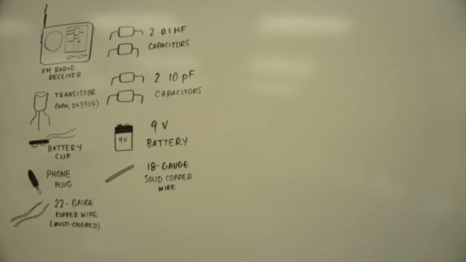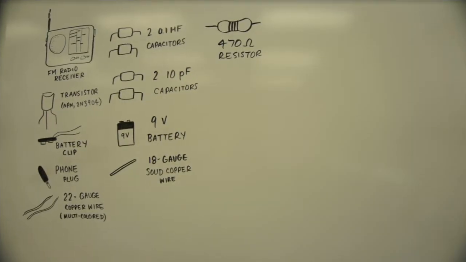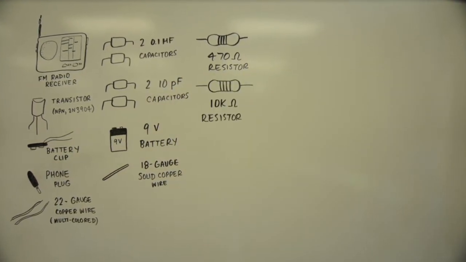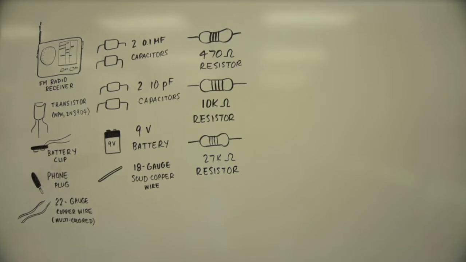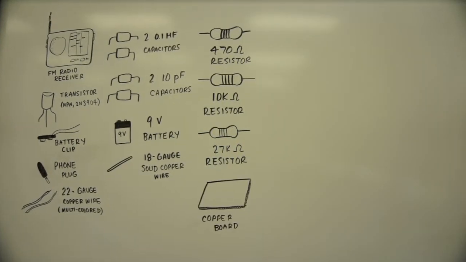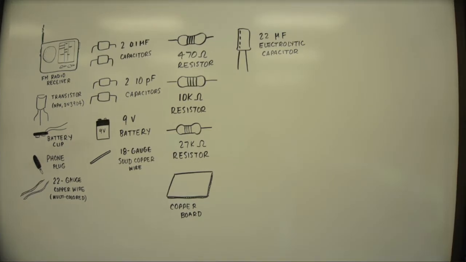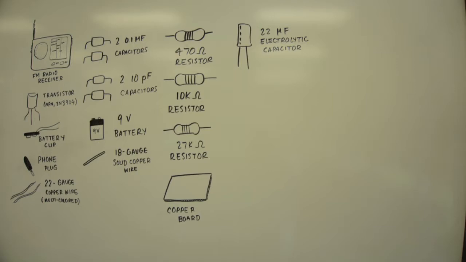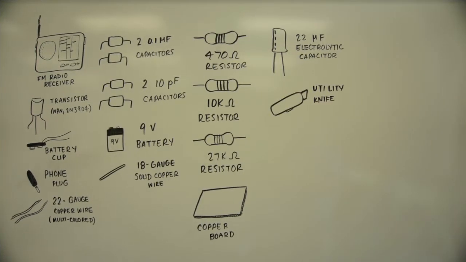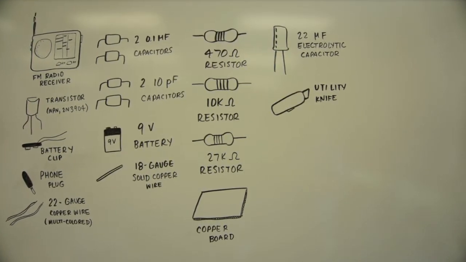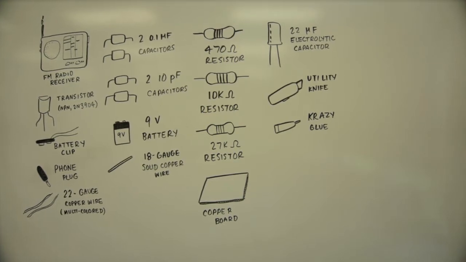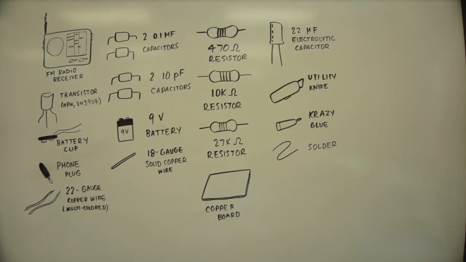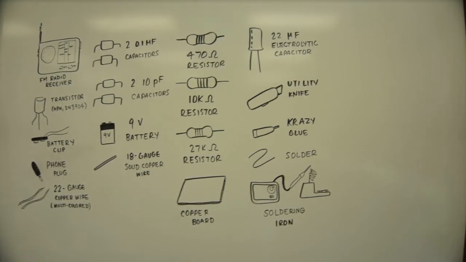18 gauge solid copper wire, which is used to construct the inductor, a 470 ohm resistor, one 10K ohm resistor, and one 27K ohm resistor, and also a copper board, which is used as a breadboard, and a 22 microfarad electrolytic capacitor. Some extra materials that are used just for construction are a utility knife, crazy glue to glue down some pads on the copper board, solder, and a soldering iron, as well as some wire cutters and wire strippers.